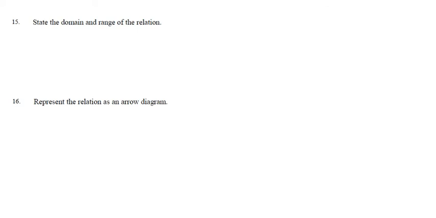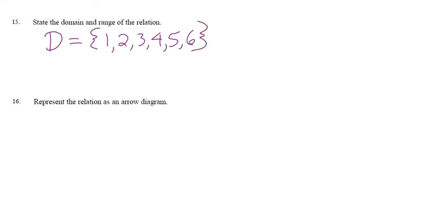State the domain and range of the relation. Domain is a set of numbers, and therefore you need that brace bracket, right? D, that stands for domain, equals the set. And what are the numbers in the domain? What kind of variable is that called? The independent variable, right? So the domain is the independent.